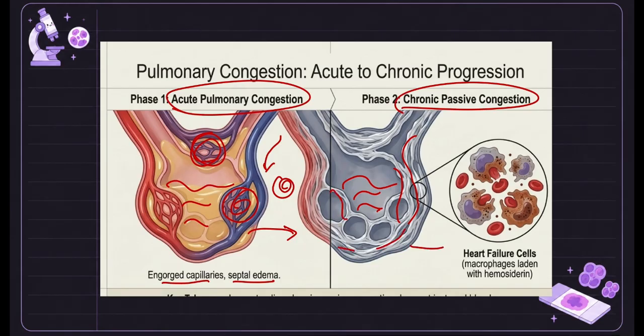Inside the alveoli, specialized immune macrophages physically swallow the backed-up dead red blood cells. These macrophages become totally loaded with an iron pigment called hemosiderin. We call these heart failure cells. They are the absolute marker of chronic venous backup in the lung.